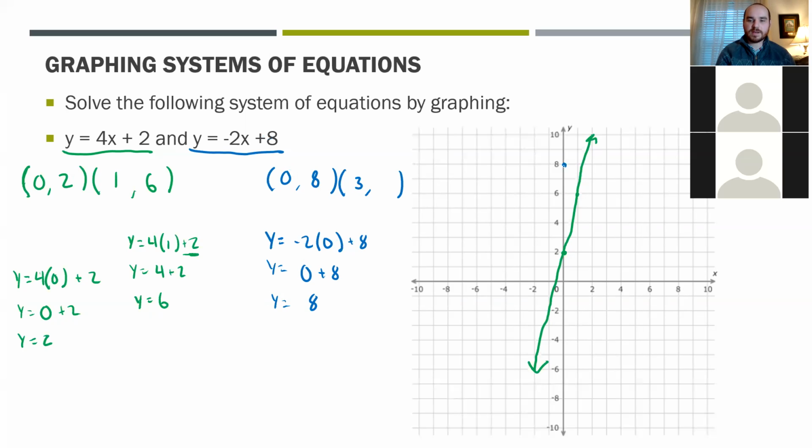We can go ahead and graph that right here. And then we're going to plug in 3 for x. So we have y equals negative 2 times 3 plus 8. Negative 2 times 3 is negative 6 plus 8. And negative 6 plus positive 8. Be careful with this one. That's going to give you positive 2. So we have the point 3, 2. And we're going to connect these something like this.